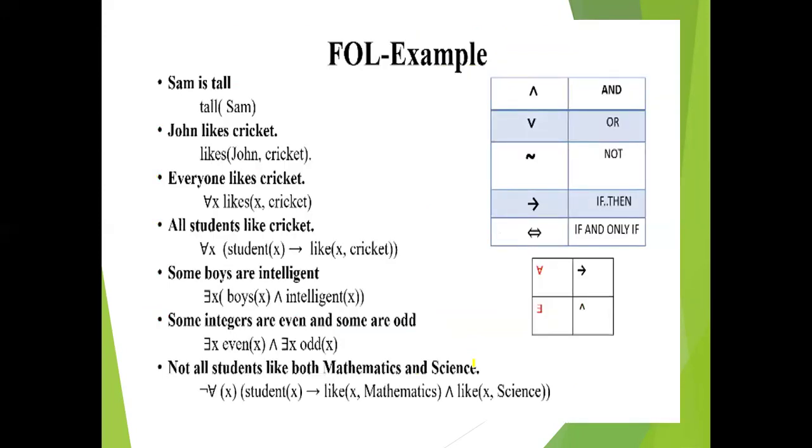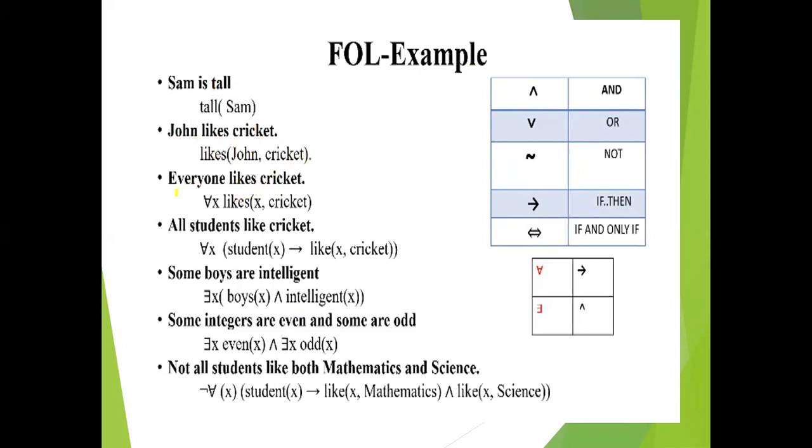Some more examples. Sam is tall. So tall is the predicate. Who's tall? Sam. So tall of Sam. Next, John likes cricket. Likes is the predicate. So instead of the variable X, we are using John. Likes what? Cricket. Then everyone likes cricket.